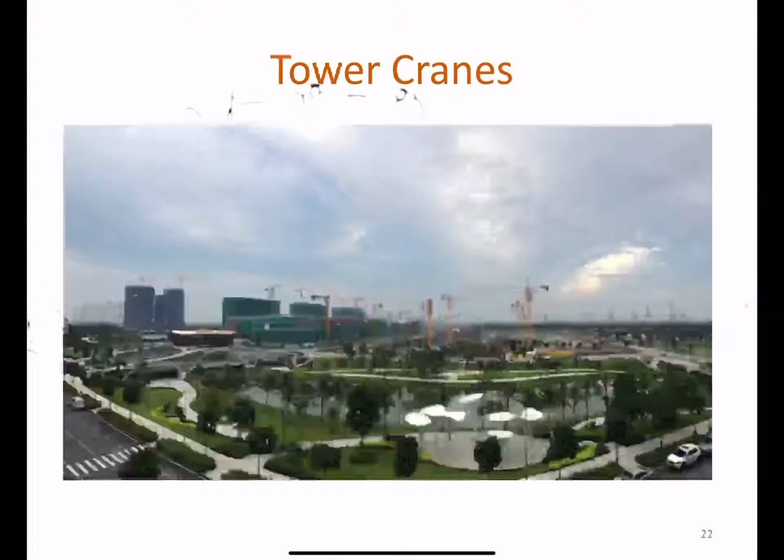And then let's talk about the tower cranes. What you see here is the horizontal jib, and there are multiple tower cranes that you can see in this big construction site, and all of them are fixed on the ground during the construction, so they have a temporary foundation to support them.